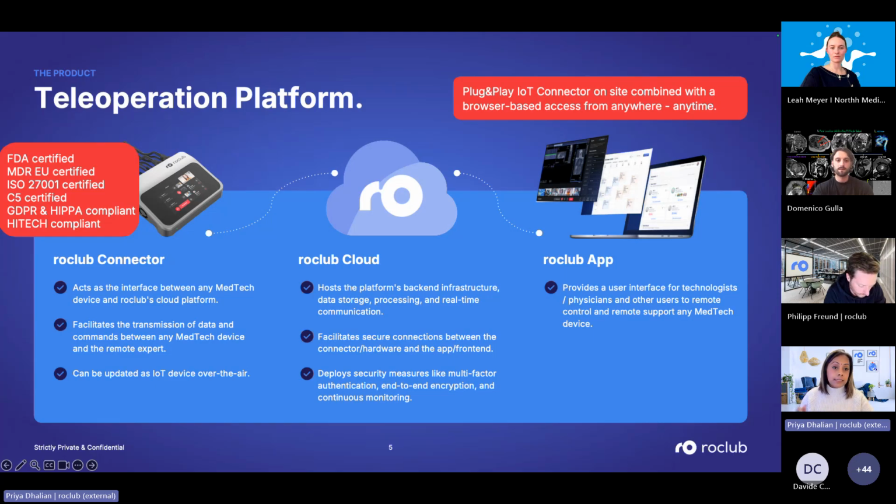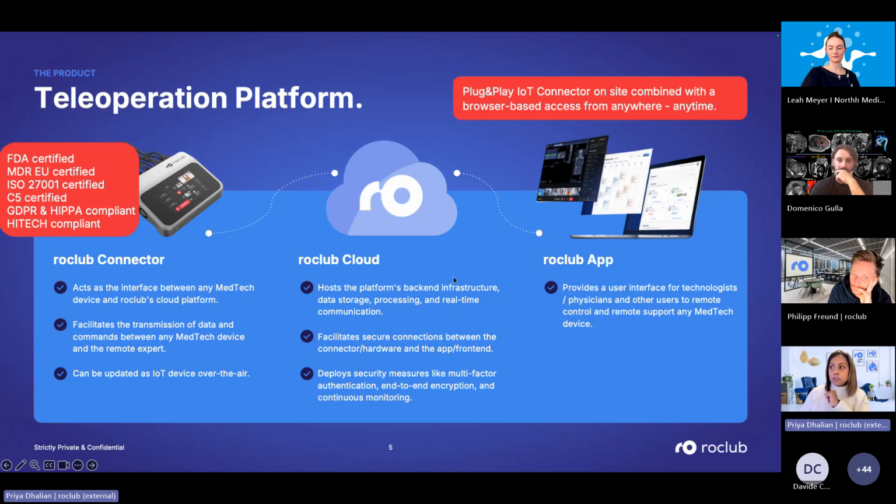Very quickly, it's the device itself. So this is the roclub device, and this is what makes the magic happen. This device acts as an interface between your medical device, so your MRI scanner, and our roclub cloud, the infrastructure cloud. It facilitates all the transmission of the data and the commands between your medical device and the remote expert. And more importantly, this device is connected to the internet, and all updates are done over the air, right? So you don't need anyone on site to do any maintenance on the device.